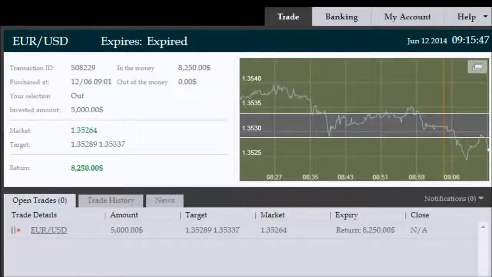So we've expired now in this second trade for 8,250 gross return for a net profit of 3,250. The first trade netted us a $3,600 net profit, thereby making our total profit for this session at 6,850, I believe. Thank you.